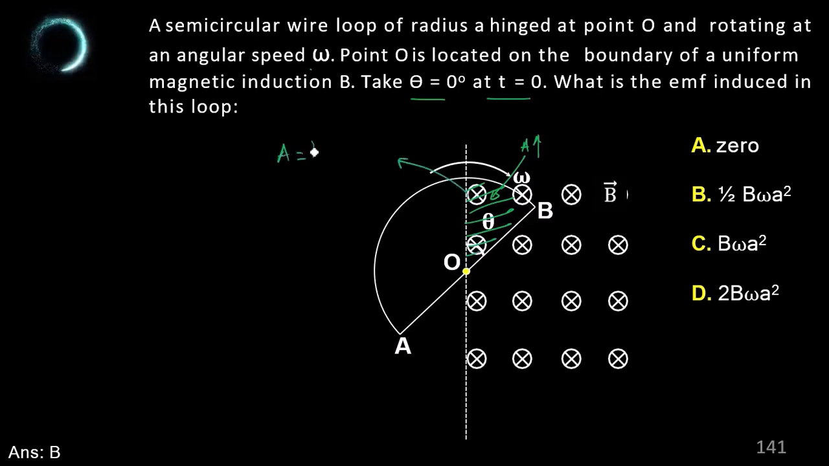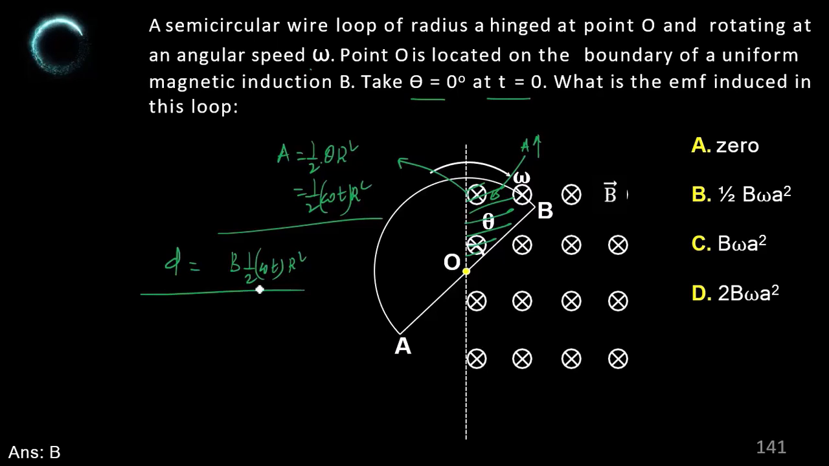Area should be equal to half theta into r square. Now what is theta? Theta equals omega into t, so the area is half omega t into r square. So correspondingly phi should be equal to how much? B into half omega t into r square. That is the phi number. So phi is changing with respect to time. That means d phi dt will give the value of induced EMF.